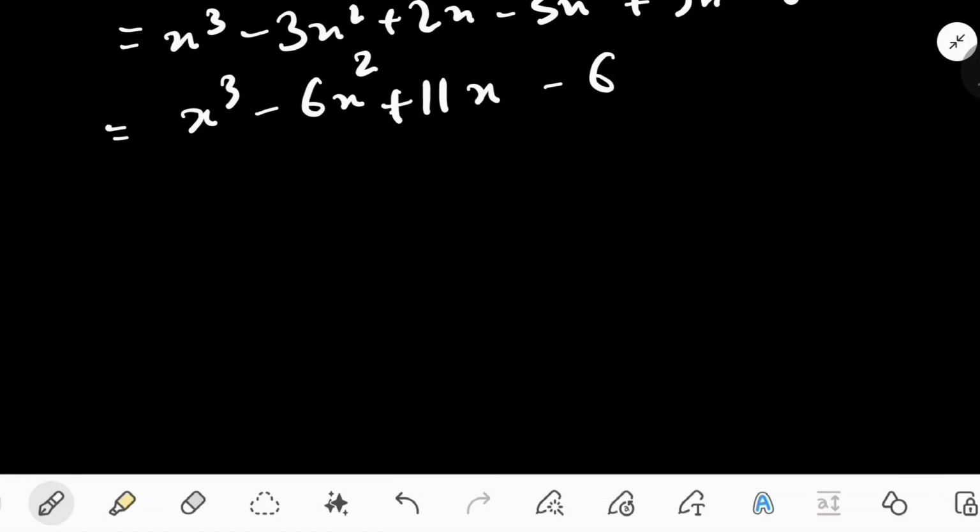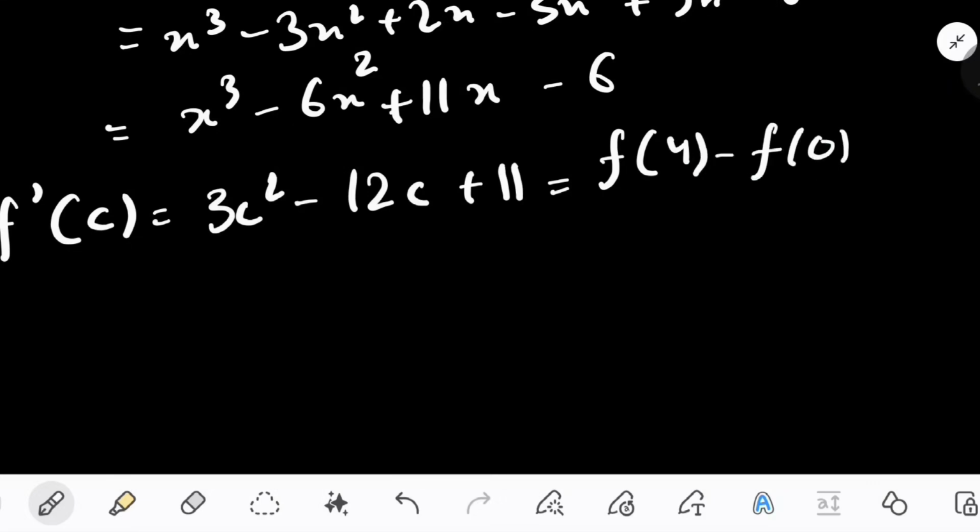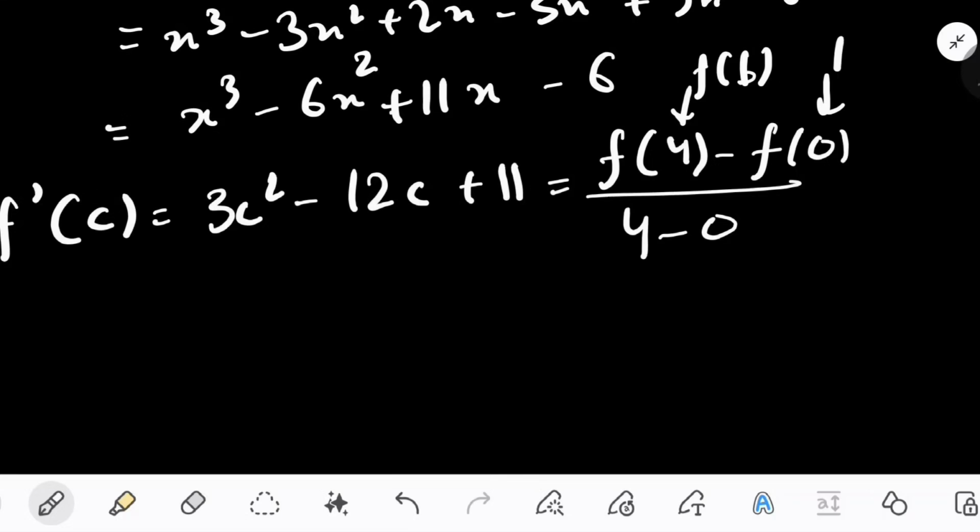Okay. So now you find f dash at c. Just differentiate it and then put c, right? You get 3c square minus 12c plus 11. And notice that it will be equal to f at b minus f at a by b minus a, that is, f at 4 minus f at 0 by 4 minus 0. This is f at b. This is f at a.